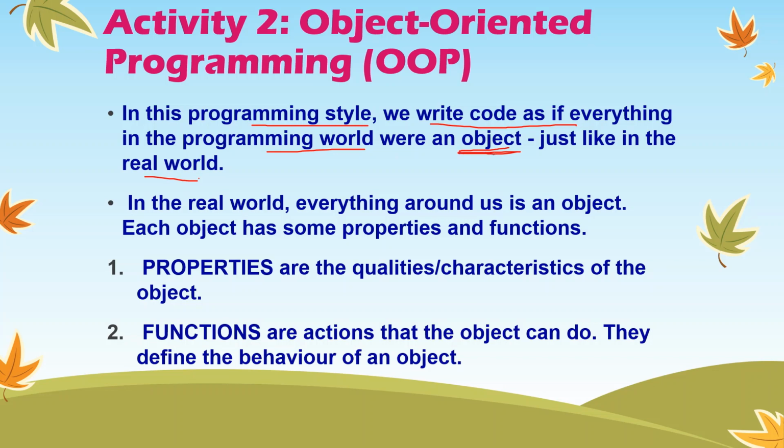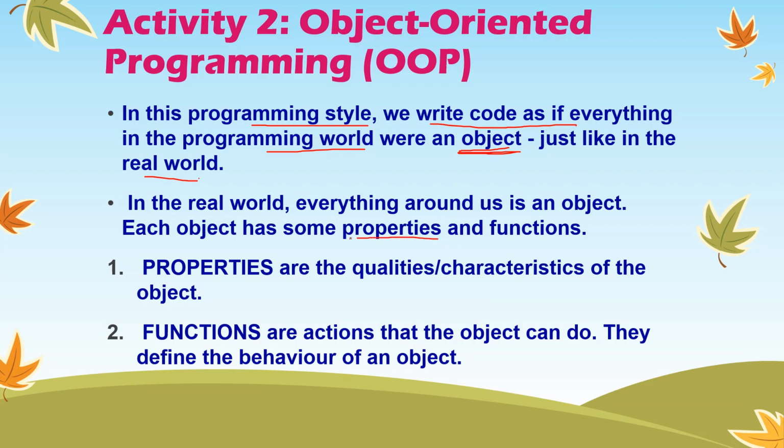So similarly in our programming world, whatever you will create, whatever you will show, whatever you will display is nothing but an object. Let's suppose if you want to display a paddle, that is an object. If you want to display a ball, that is an object. If you want to display a human, a girl, a boy, or anything, that is an object. So in this style, whatever thing you will create, that is an object. Okay? And we know that every object has some properties and functions.